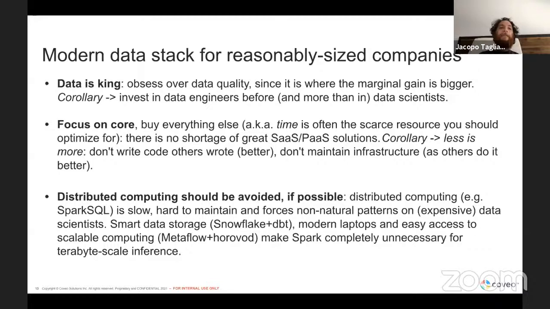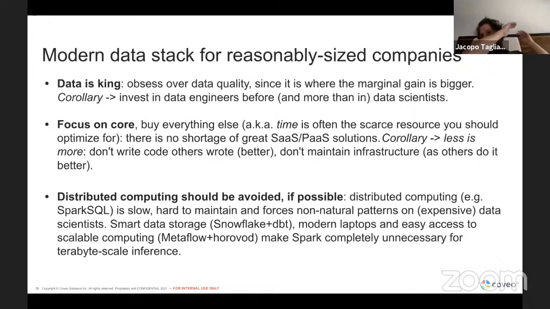The first one is data is king. I know everybody says that, but very few people do it. Data is king means that the most important thing in your company is your data quality. I cannot stress this enough. A stupid algorithm on good data will always beat a clever algorithm on bad data any day of the week. So the marginal gain for you is in how you collect, how you transform, how you engineer your data strategy, because data is a really good competitive advantage, way more than models.